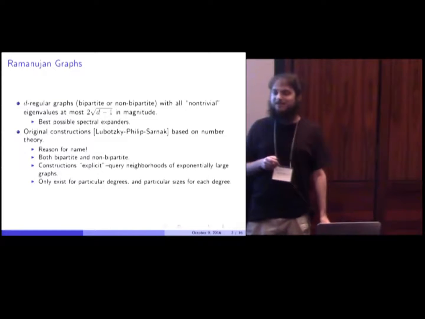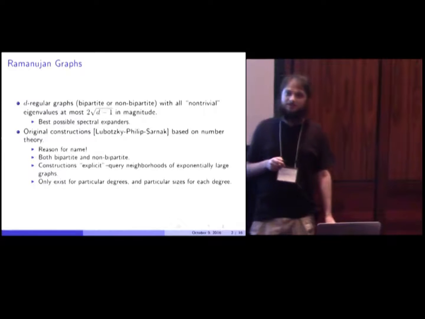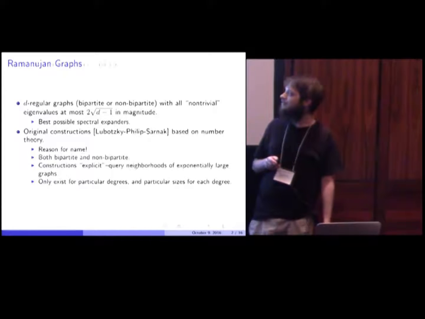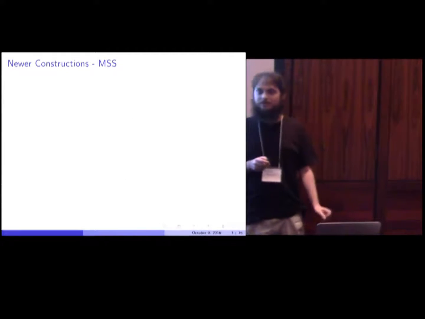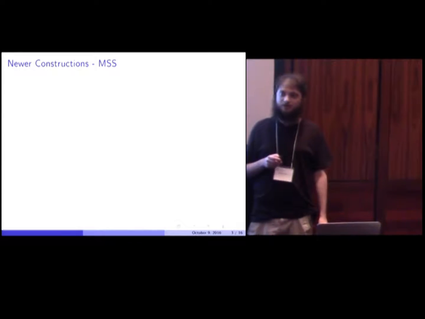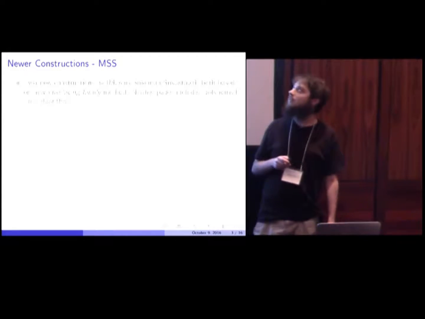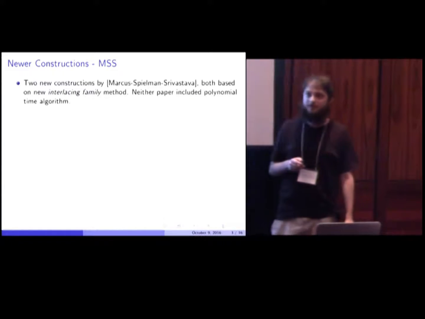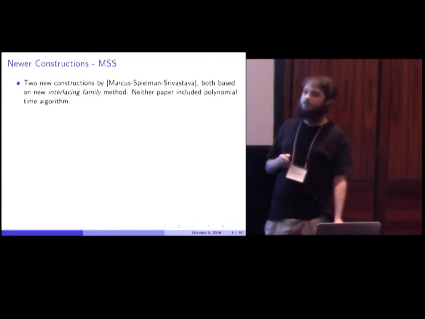The main downside is that these only existed for certain degrees, and furthermore, for each degree, they only existed for certain sizes. So you couldn't get Ramanujan graphs all over the place, only in these fairly restricted environments based on primes and prime powers. These basic types of things were the only Ramanujan graphs known for several decades until these new papers by Marcus, Spielman, and Srivastava. There are two papers, actually.